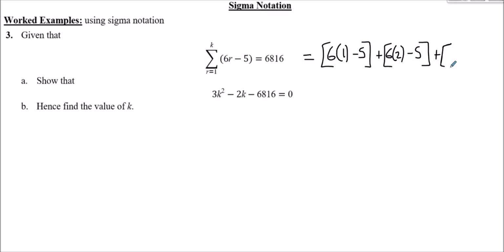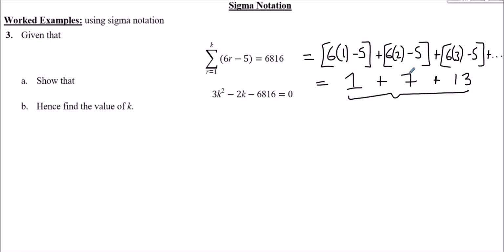The third term will be 6 times 3 minus 5, and so on. So let's just work out now what these terms would be. So 6 times 1 minus 5 is 1. 6 times 2 is 12, minus 5 is 7. 6 times 3 is 18. 18 minus 5 gives us 13. So here we can see what the first term is and the common difference.